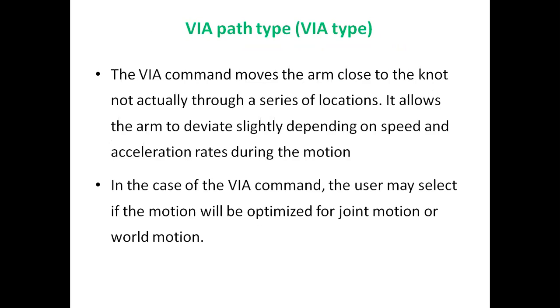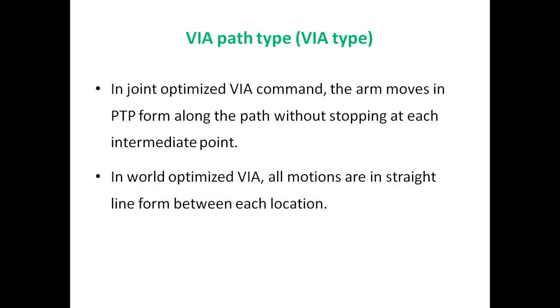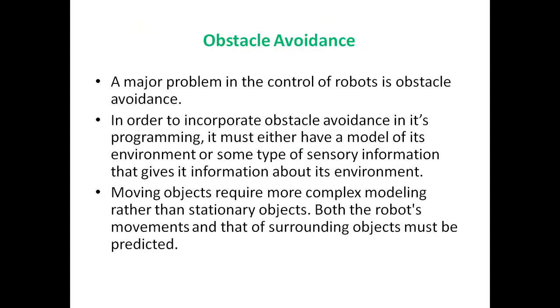In the case of the via command, the user may select whether the motions will be optimized for joint motion or world motion. In joint optimized via, the arm moves in a smooth form along the path without stopping at each intermediate point. In world optimized via, all motions are in straight line form between each location. An example of trajectory planning by simulation is shown here.